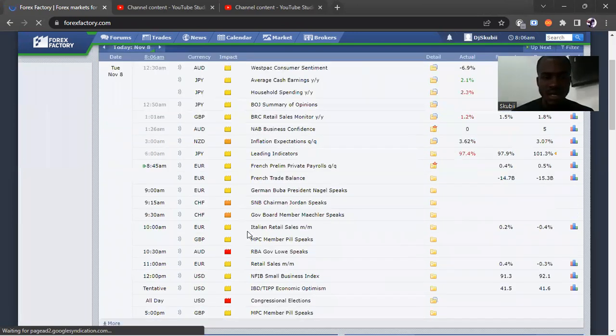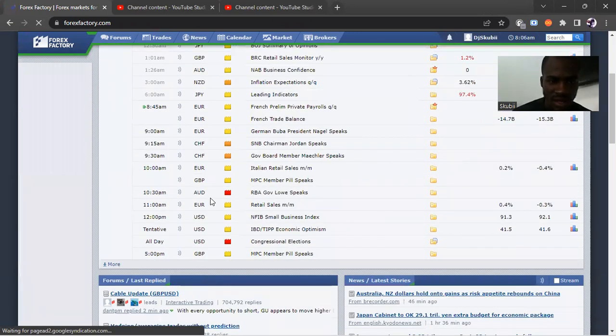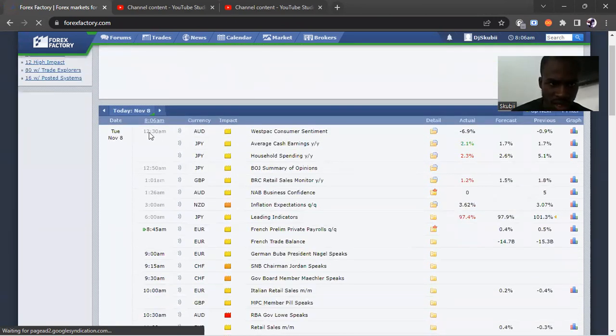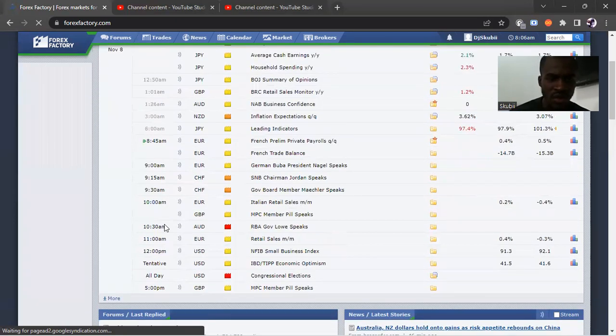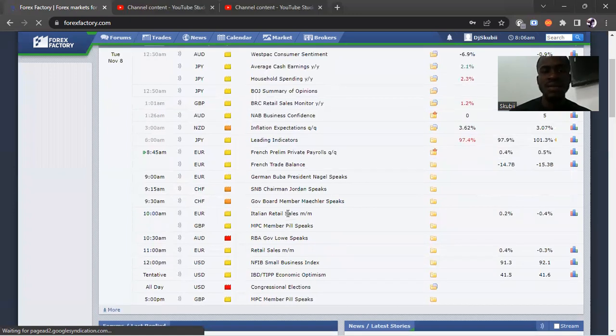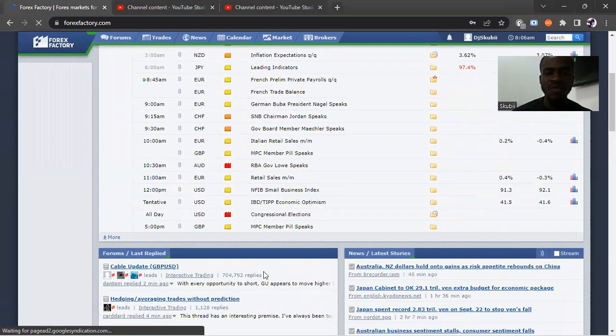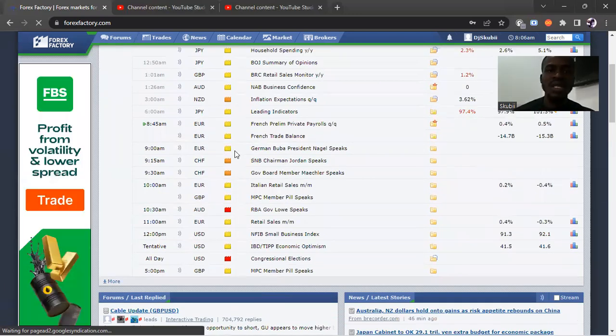Fundamental wise, we don't really have anything. Let's see. Is this for today? Today, November 8th. Okay, cool. We have AED news by 10:30 a.m. It's a speech. And then we have USD all day. They have Congress elections. So nothing much. Today looks mild. We might not really have any massive moves in the market. Yeah. That's been said. Let's jump on our charts and see what we can grab.